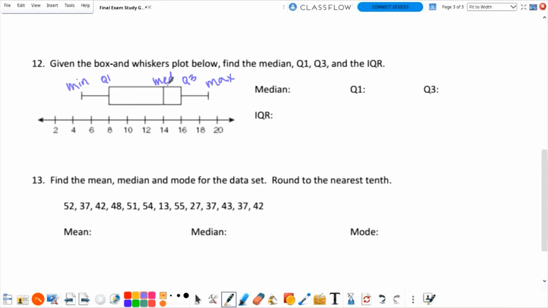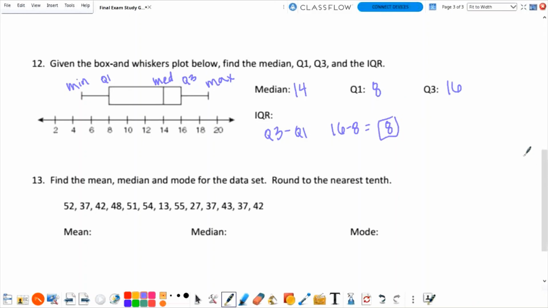So our median, obviously, is going to be 14. Our first quartile is going to be 8. Our third is going to be 16. And then we need to find our interquartile range. Remember that this is forgetting about the minimum and the maximum. So it would be the third quartile minus the first, so 16 minus 8. I'm going to write that out for you. Which gives us 8.